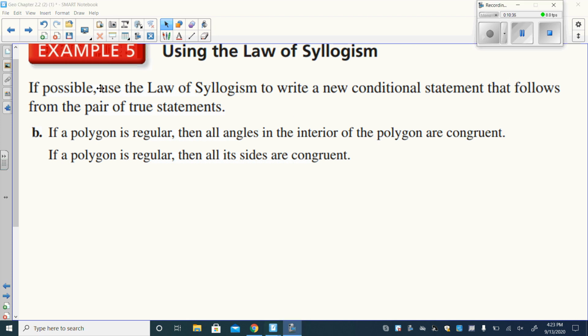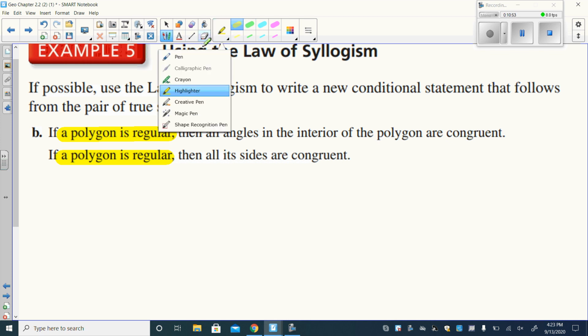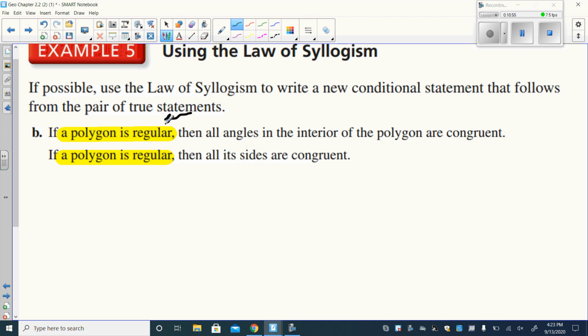So let's see what matches up. If we notice this here, a polygon is regular. Now, this might be a little bit different, because there's one thing that's very specific about this example: the two statements that match up are both in the if part of the statement. It's if a polygon is regular, if a polygon is regular. Because what we need is for it to be an if and then.